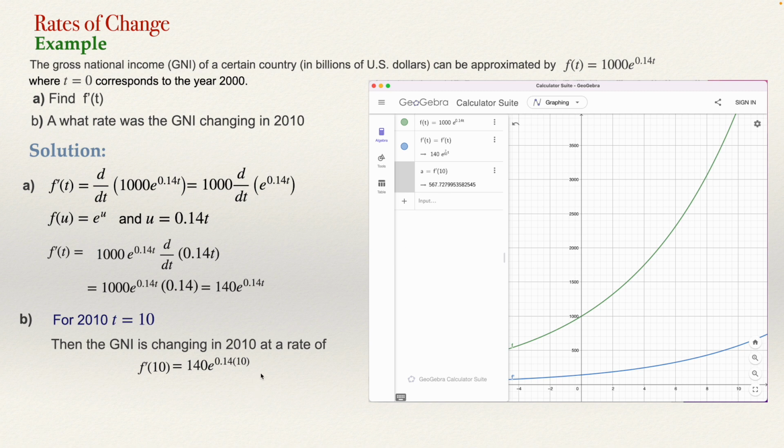This is the rate of change of the GNI when the time is 10, so it means in 2010. And that answers the second question of our problem. With this, I finish this video.